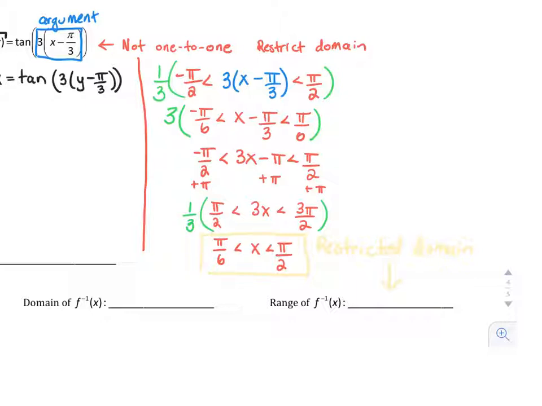When we're doing inverse functions, the domain and the range swap. So whatever I restricted my domain to is going to be my range. So instead of saying x, I'll say y. So pi over 6 is less than x is less than pi over 2.